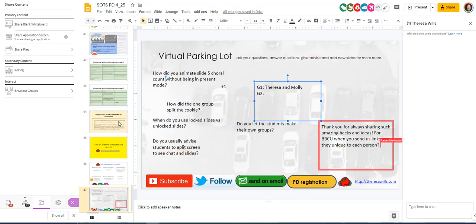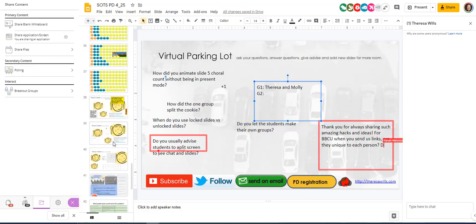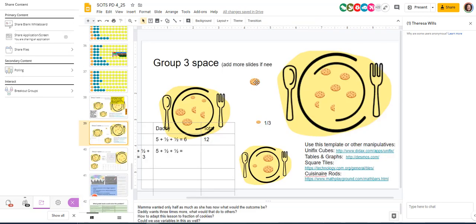How did one group split the cookie? One thing you can do is take the clip art image, go to the crop feature. If you don't know about the crop feature, this is going to be your new favorite thing. We've got the crop feature, and you just slide it over, and wait, that just resized it. I didn't click it. Get these little black lines, scoot it over. Now you got a half a cookie.